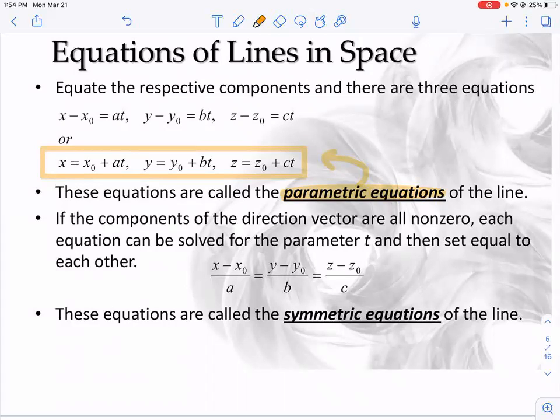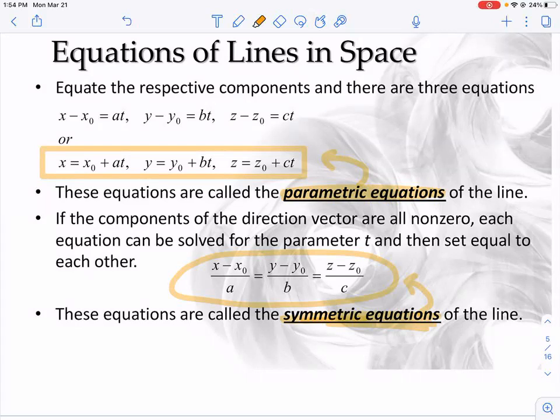Okay, now notice, since we set up parametric equations, these all have t, right? So if we solve this one for t, we could subtract over the x naught and divide by a. If we solve this one for t, we could subtract over the y naught, divide by b, et cetera, and they all would equal t, correct? So here is what we call the symmetric equations. Basically, it's just a different version of our parametric equations.